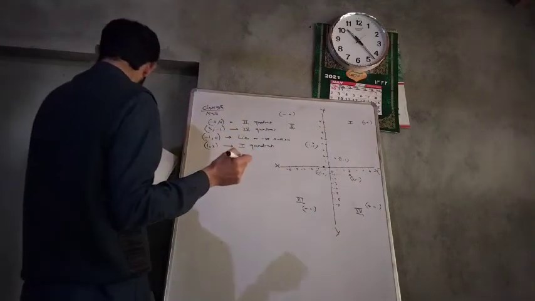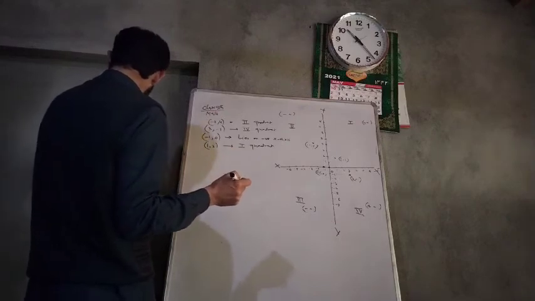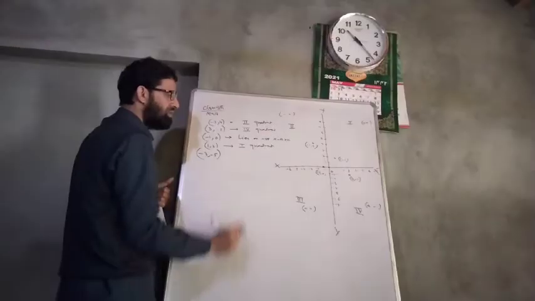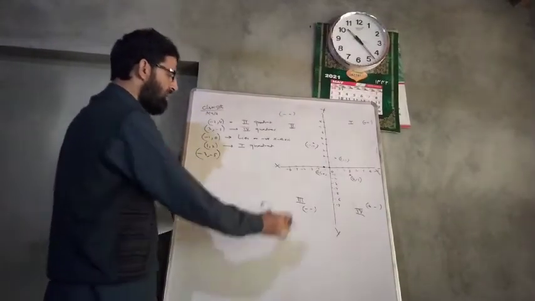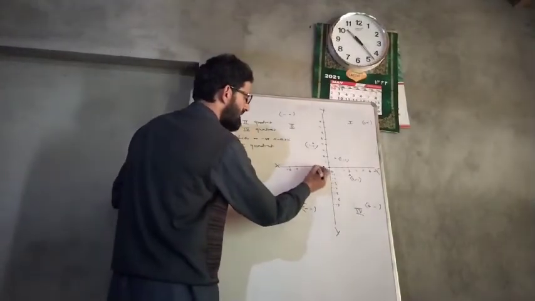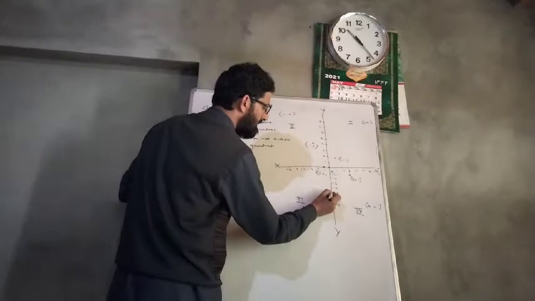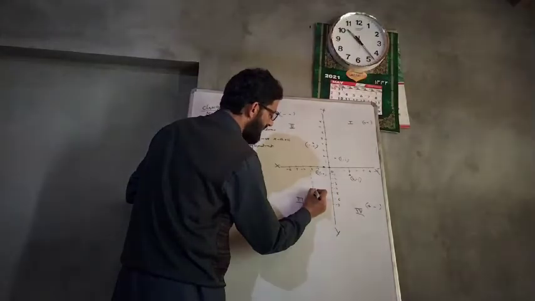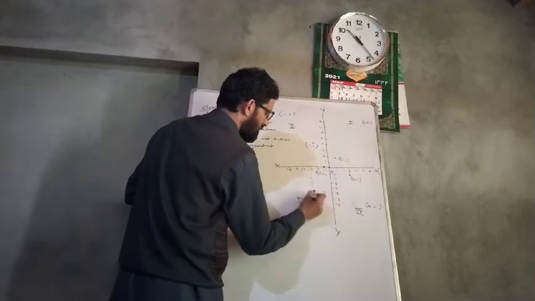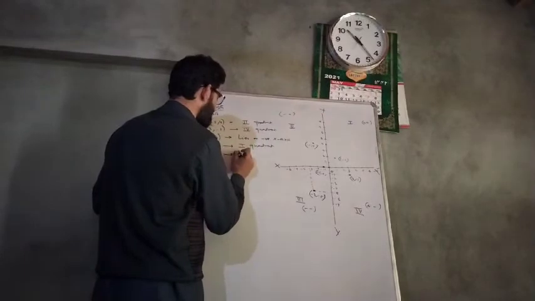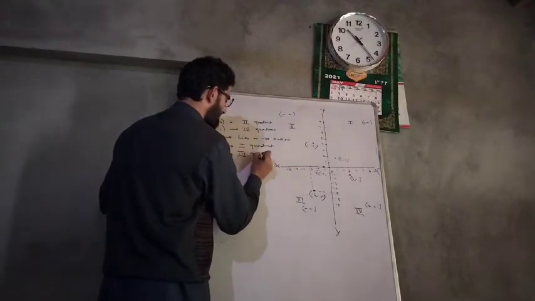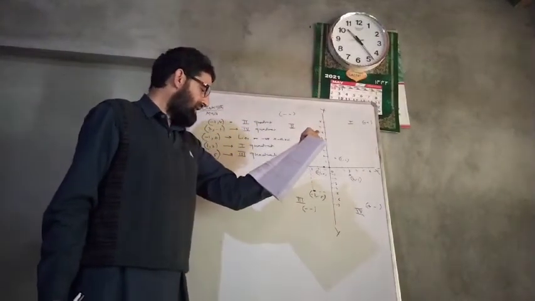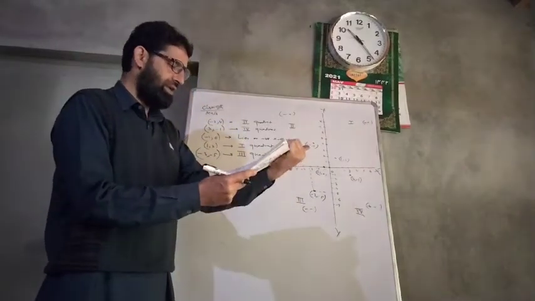Now the 2nd point you have to locate is -3, -5. When both are negative, obviously this is the 3rd quadrant. -3 is here, and -5 going downwards. So here is the point -3, -5. So this lies in the 3rd quadrant. You write it like this. So this was question number 1 of exercise 5.3.